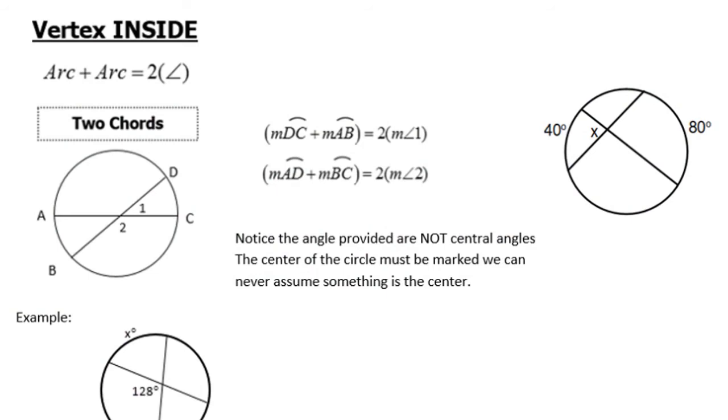Hey, it's Mr. Luneski with Unit 9, Section 4. We are going to be looking at different angles that occur inside or outside of the circle.